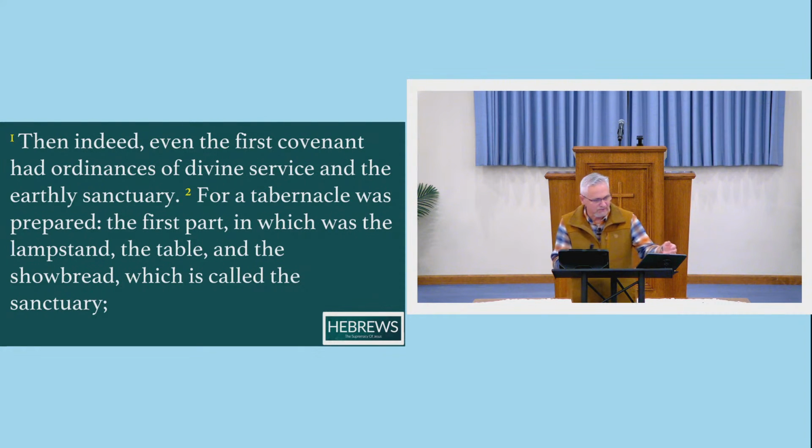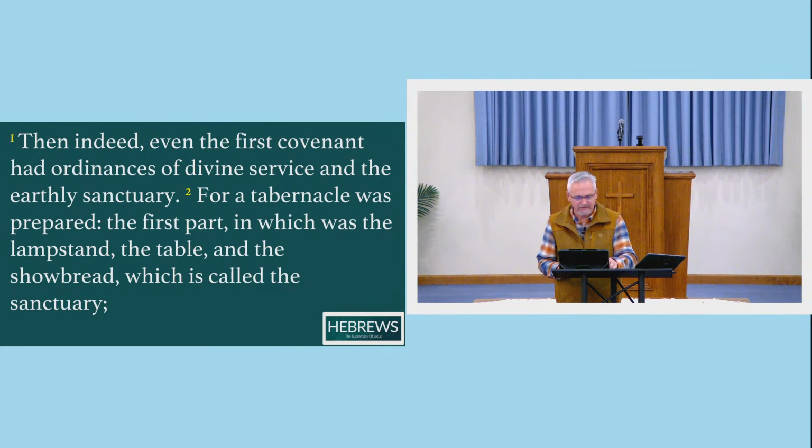We often talk about, because the Bible talks about it as well, there was a pattern, right? And Moses followed that pattern that was given to him by the Lord. And so we find this passage here. He says the tabernacle was prepared as it was built, the first part. There's the lampstand, the table, the showbread, and so forth. And it is referred to as the sanctuary.